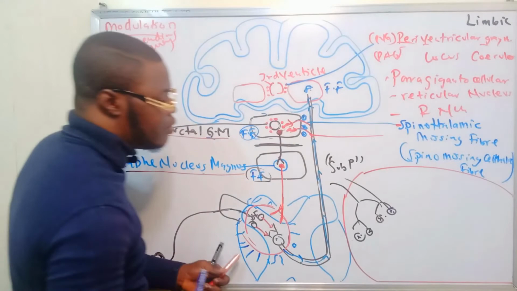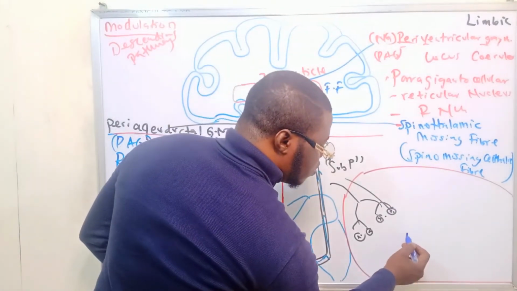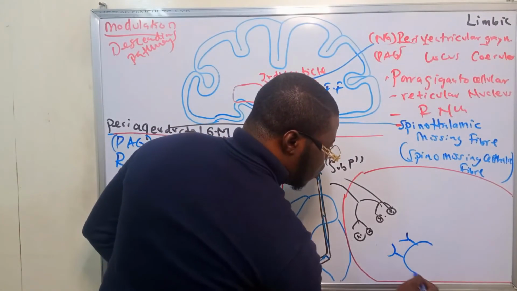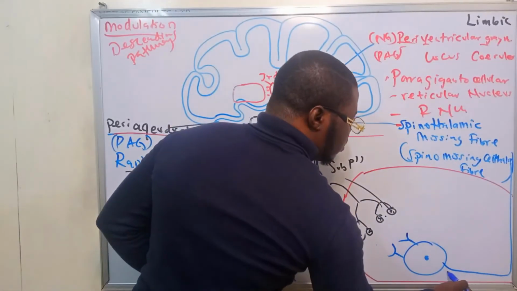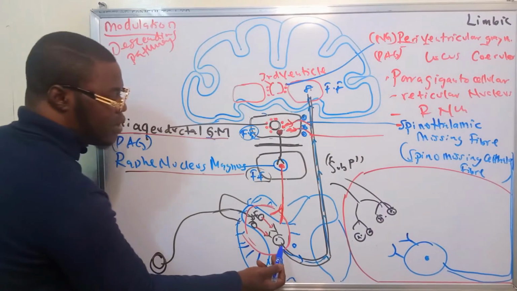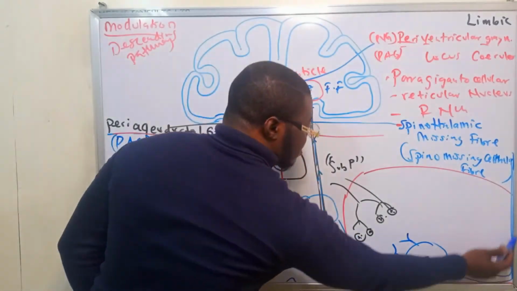Let me use the blue marker. So it is meant to be releasing it on this second order neuron. And the second order neuron will run down like this and then upward, to form this spinothalamic tract right here. I hope you understand that.